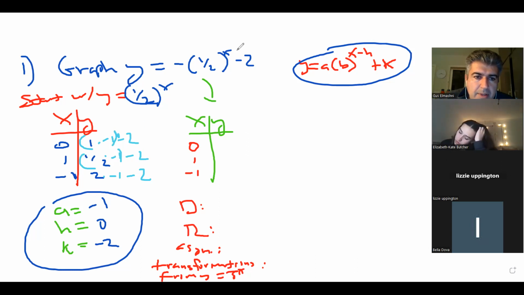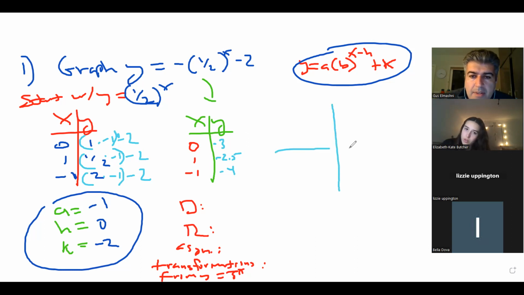Gosh, I really made that ugly, didn't I? There we go. So of course that's -3, -2.5, and -4. And again, you can always plug it back in to see for yourself. That's what we get, and just graph it. Not hard. 0, -3. -1, -4. And 1, -2.5.